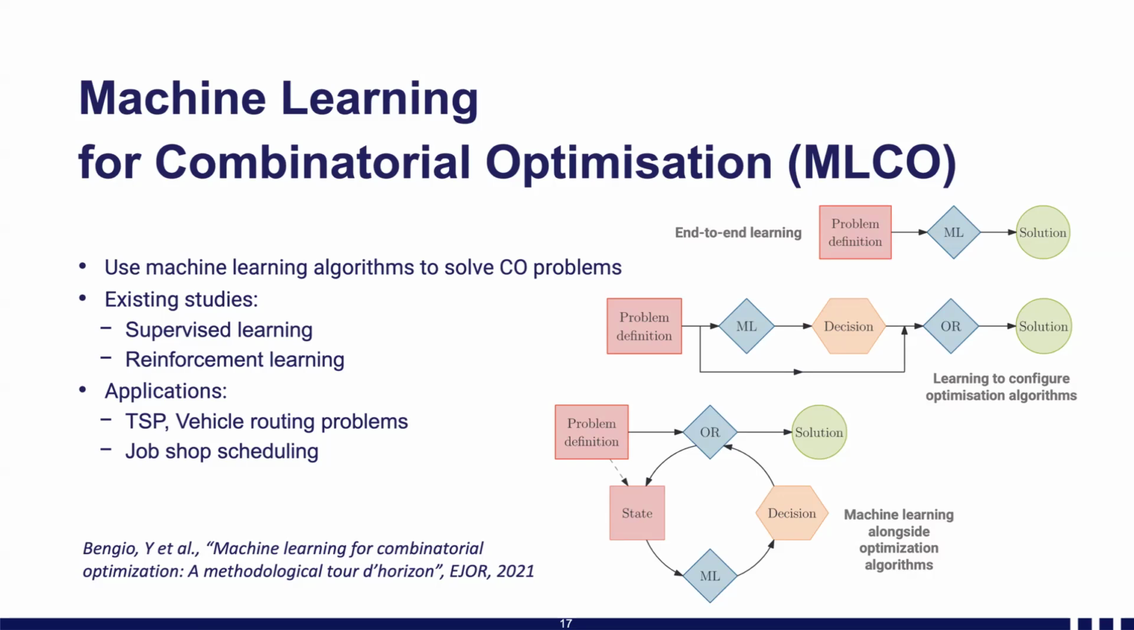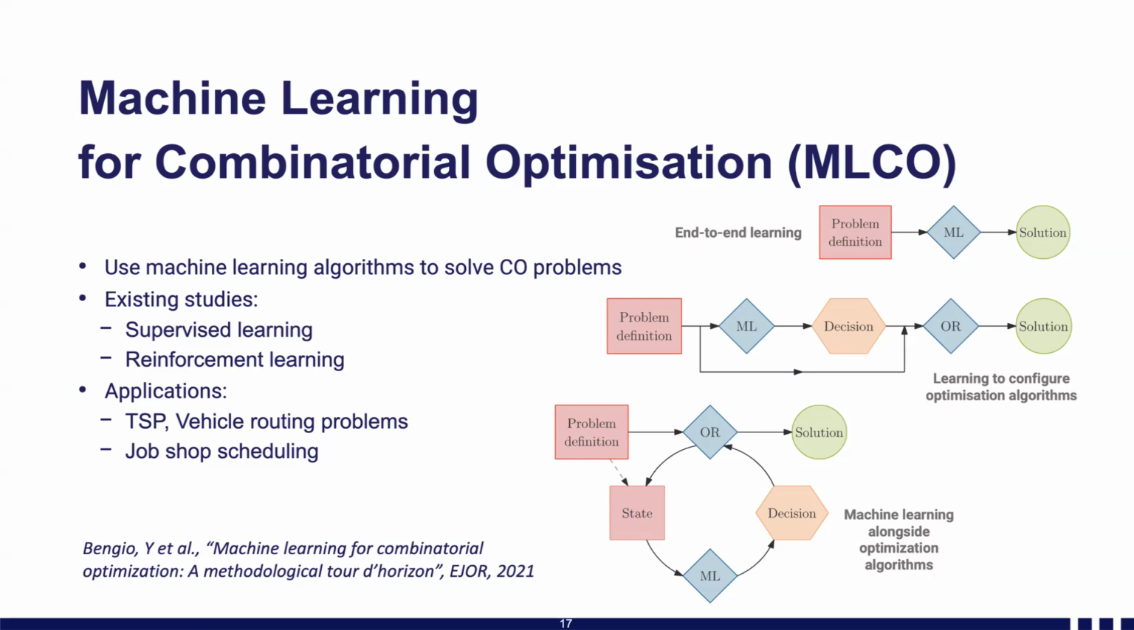Then there is the approach of learning to configure optimization algorithms, in which you have a problem, you try to fit it into machine learning, and you use machine learning to help determine what kind of decisions within the optimization algorithm we should pick in order to solve the problem effectively.